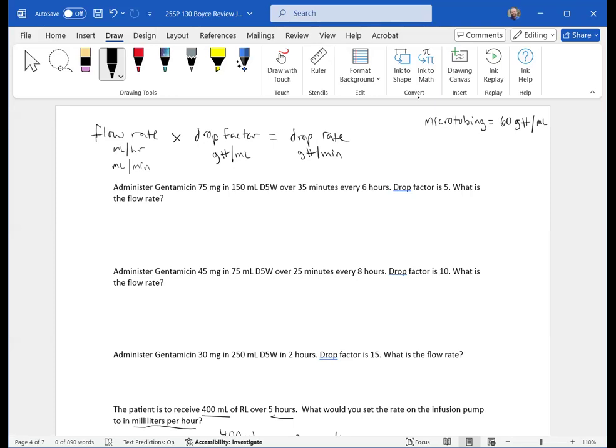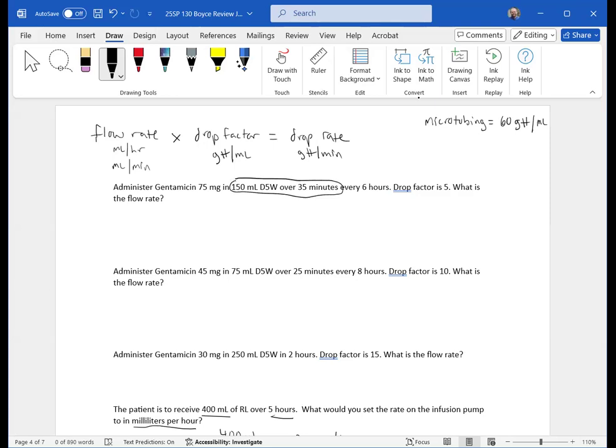In this question, there's actually some extra information, but you don't necessarily know that yet, so let's go through it. It says we're going to administer gentamicin 75 milligrams in 150 ml dextrose 5% water over 35 minutes, every 6 hours, and it gives us a drop factor of 5. We want to know the flow rate. So what do I need in order to calculate a drop rate? I need to know volume over time.